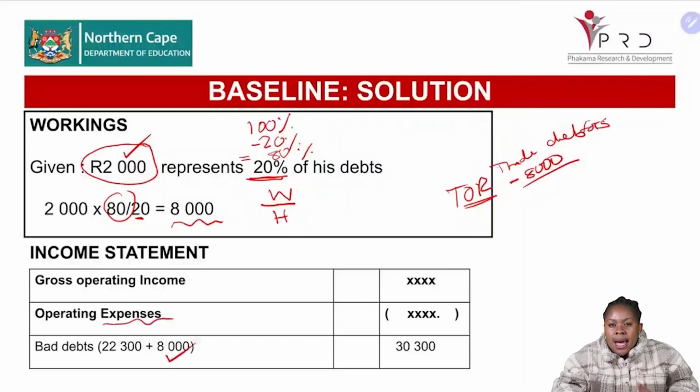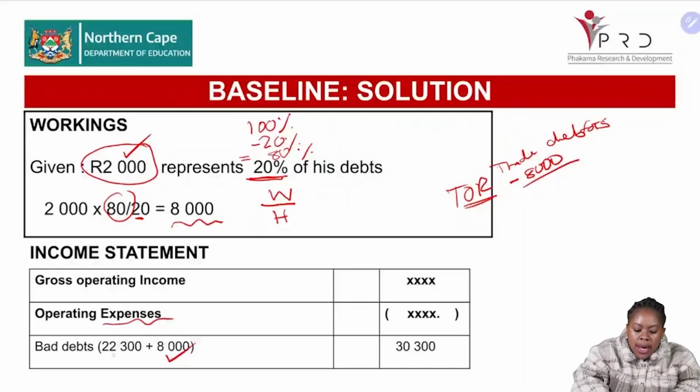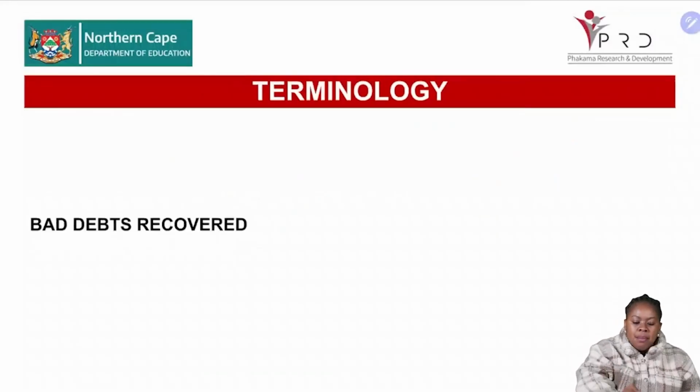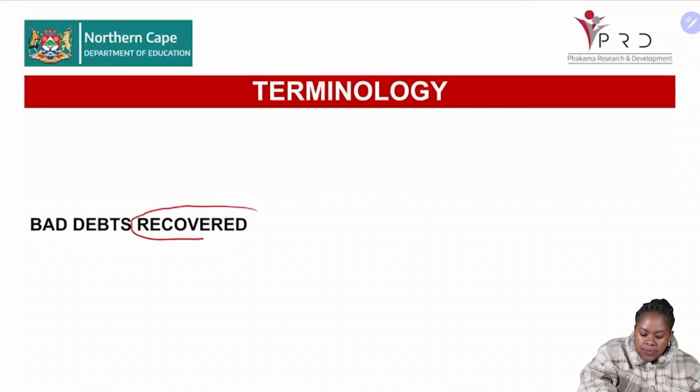So every time you have to write off a debtor, you have to increase your bad debts because the expense is becoming more. We are losing that money. We are not going to receive it. So then you add the amount from the trial balance with the 8,000, and it will give you the amount that goes in our income statement. Okay, now, which is the bad debts recovered, right?